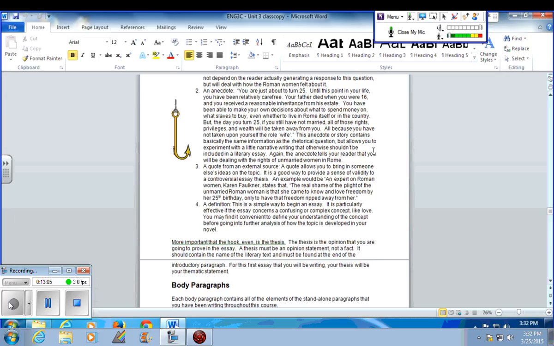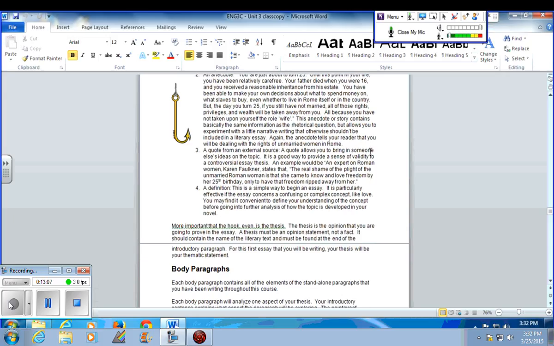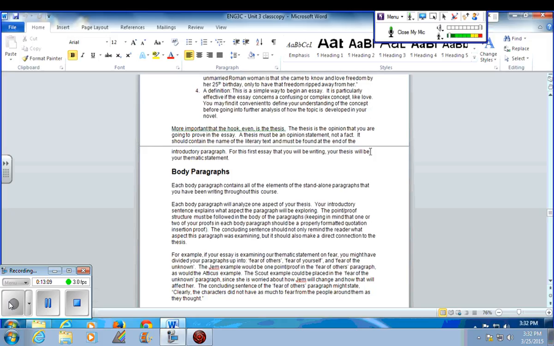So more important than this hook even is the thesis. The thesis is the opinion that you are going to prove in the essay. A thesis must be an opinion statement, not a fact. It should contain the name of the literary text and must be found at the end of the introductory paragraph. For this first essay you'll be writing, your thesis will be your thematic statement, which we looked at earlier.